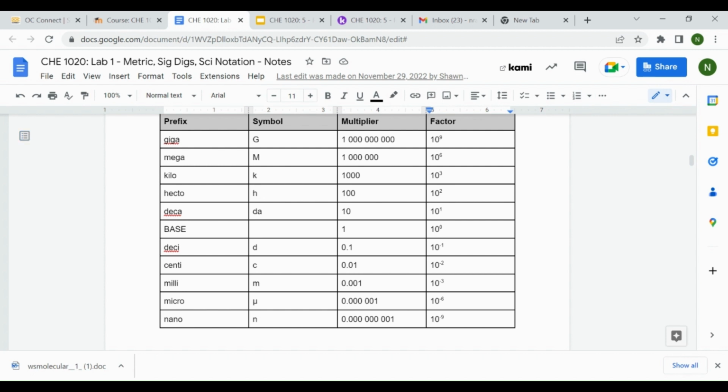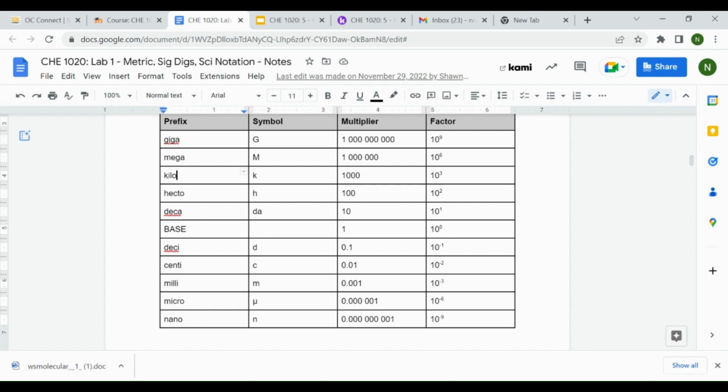So, for example, if I've got 1 meter, 1 meter would be the base measurement for length. If I had 10 meters, that would equal 1 decameter. If I had 100 meters, that would be 1 hectometer. If I had 1,000 meters, that would be 1 kilometer. So every time I increase by a factor of 10, I can move to the next level up.